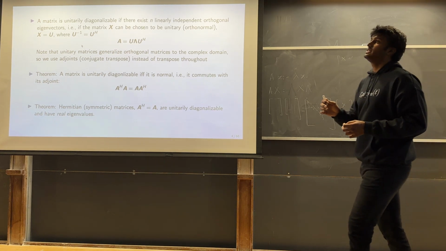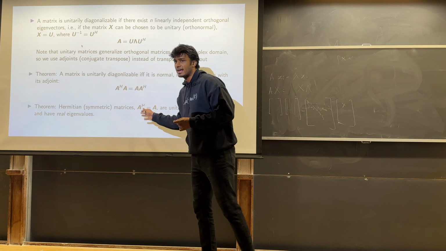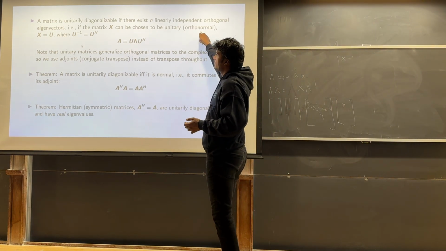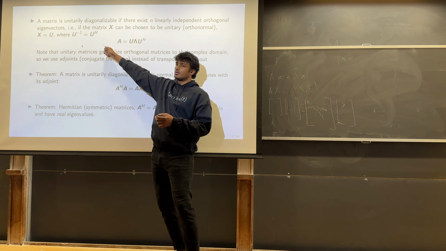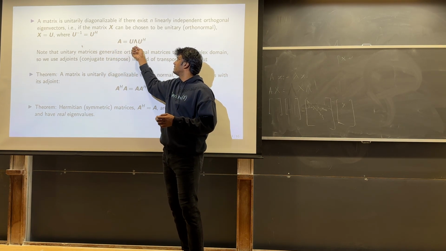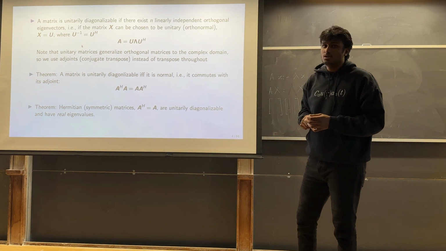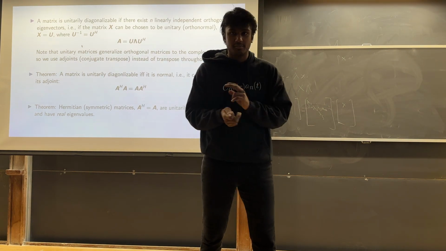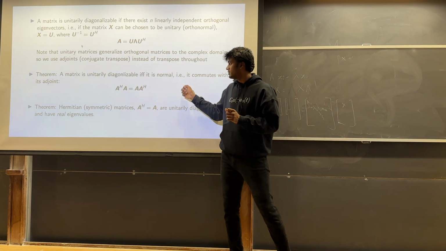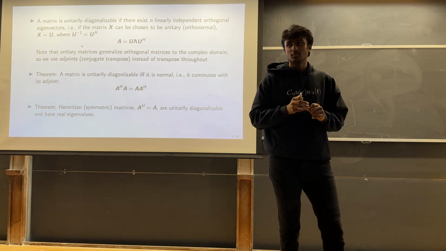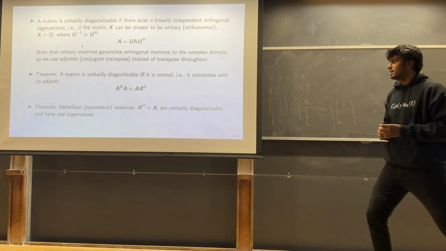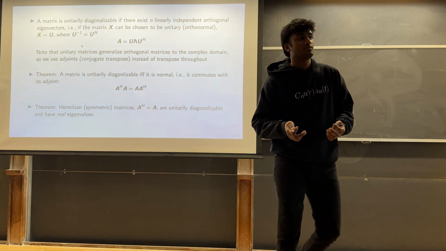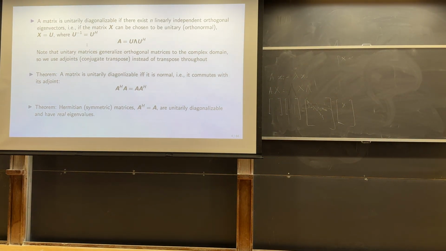If my matrix is unitary diagonalizable, what that means is that these x's, which we saw in the previous slide, are unitary, orthonormal, such that their inverse is the same as their conjugate transpose, their Hermitian. So A is U Lambda U Hermitian. So the theorem is, if my matrix is normal, that means it commutes with its Hermitian, then it's unitary diagonalizable. And Hermitian matrices, where A Hermitian equals A, are special cases of normal matrices. So Hermitian matrices are unitary diagonalizable, that's true too.